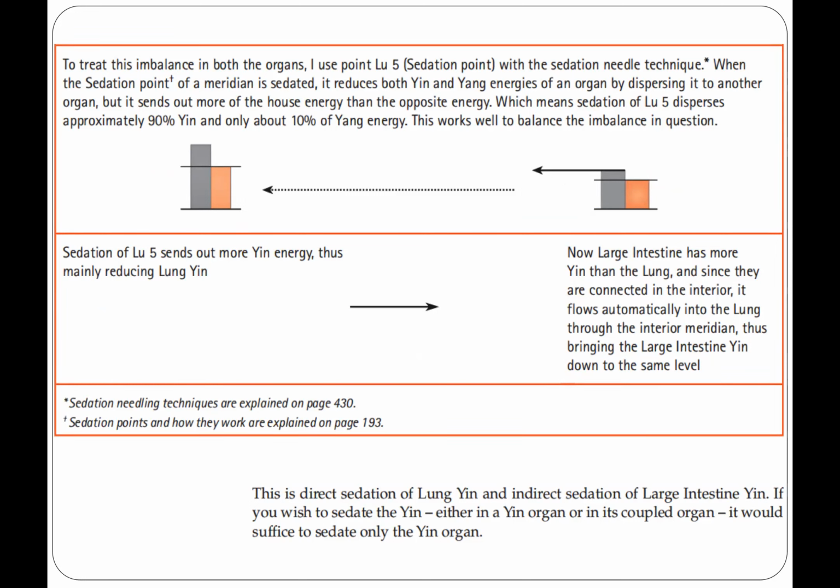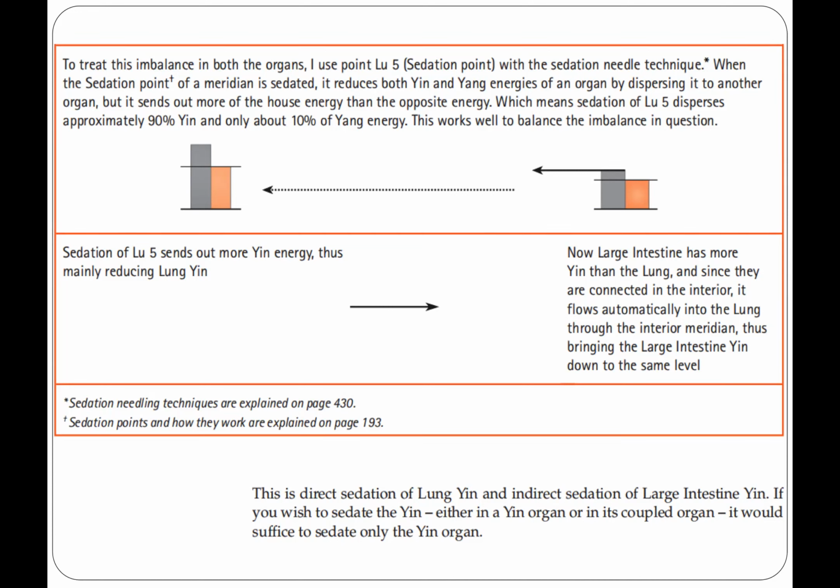When the sedation point of a meridian is sedated, it reduces both yin and yang energies. Nagbabawas ka ng yin and yang energies sa organ by dispersing it to another organ. Dadalhin mo dun sa kabilang organ. But it sends out more of the house energy than the opposite energy, which means sedation of lung 5 disperses approximately 90% of yin and only about 10% of yang energy. This works well to balance the imbalance in question.